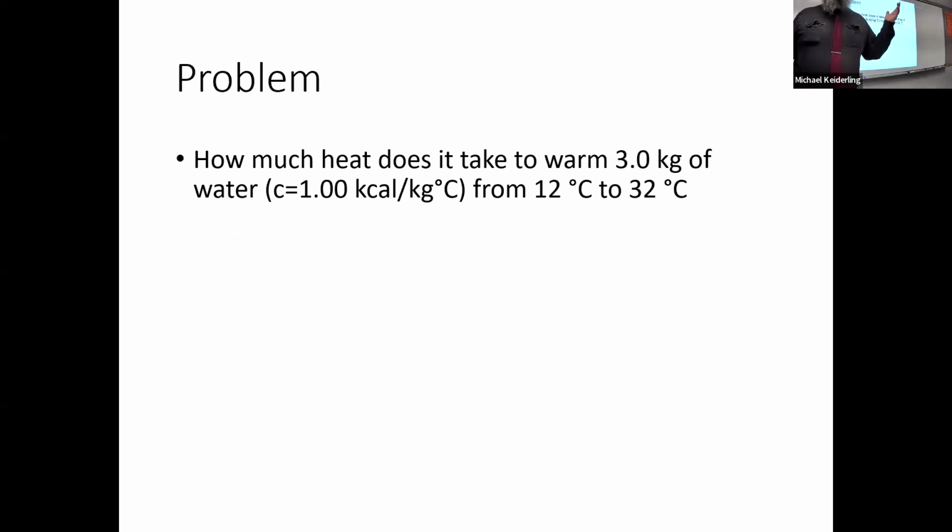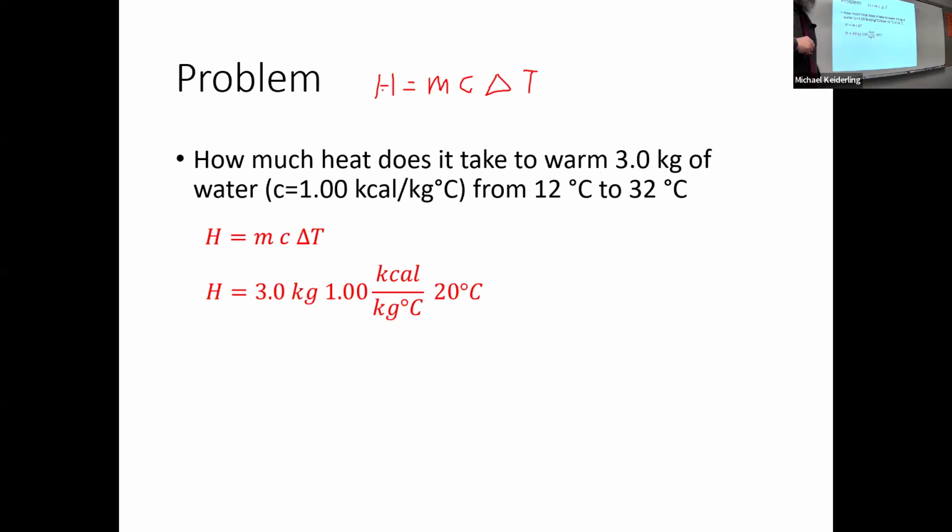So how much heat does it take to warm 3 kilograms of water with a specific heat capacity of 1 kilocalorie per kilogram degree Celsius from 12 degrees Celsius up to 32 degrees Celsius? It's also important on these to pay attention to units. The heat is mass times heat capacity times change in temperature. So the mass is 3 kilograms. The heat capacity is 1 kilocalorie per kilogram degree Celsius. The change in temperature is 32 degrees Celsius minus 12 degrees Celsius, 20 degrees Celsius. So 3 times 1 times 20 gives you 60 kilocalories.